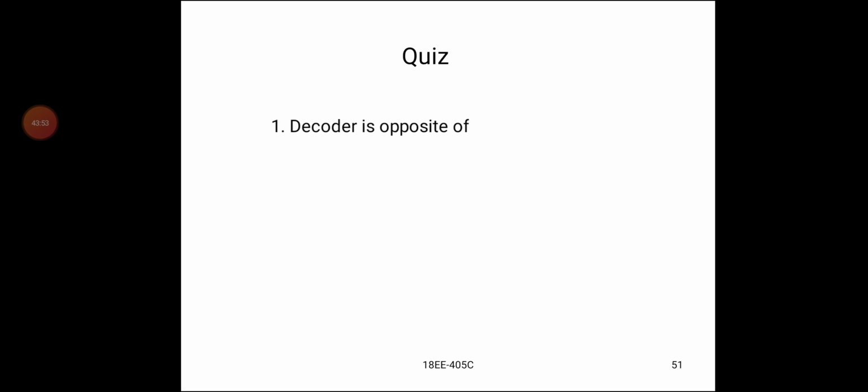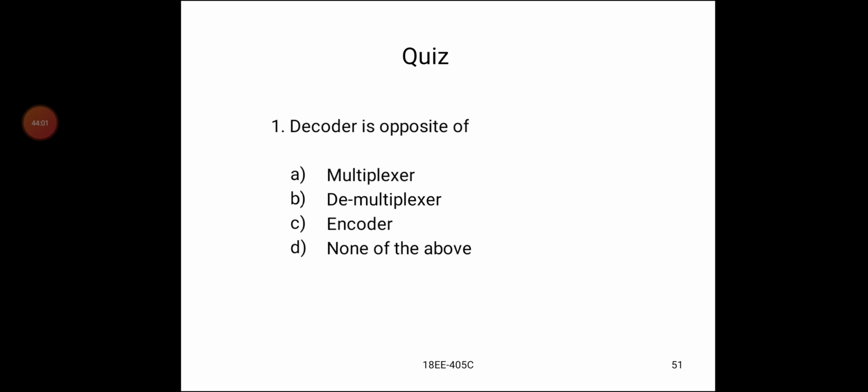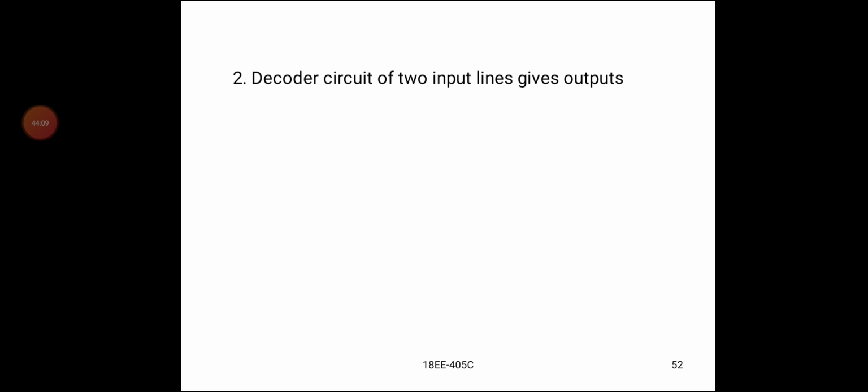Quiz: decoder is the opposite of A. multiplexer, B. demultiplexer, C. encoder, D. none of the above. D is none of the above. Next: a decoder circuit of 2 input lines gives outputs A. 2, B. 4, C. 8, D. 1. So our answer is B, which is correct. 2 to the power of 2 means 4 outputs from the decoder.